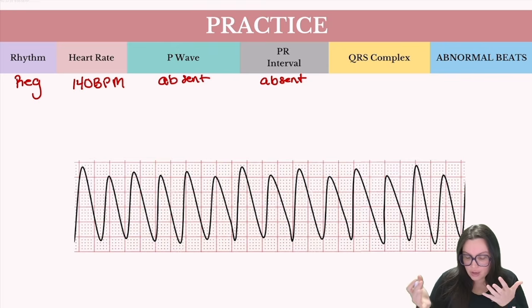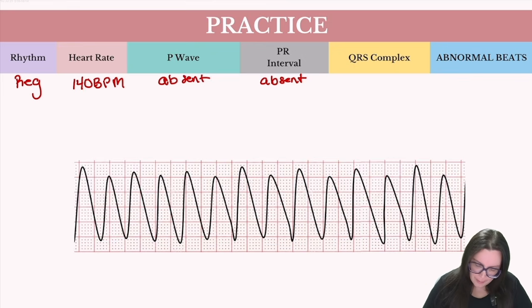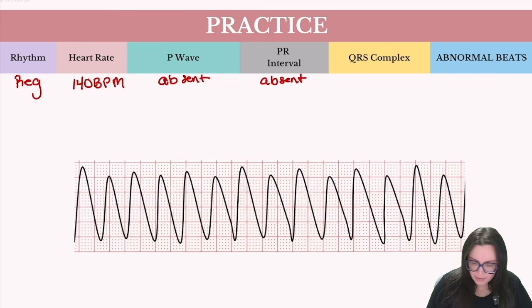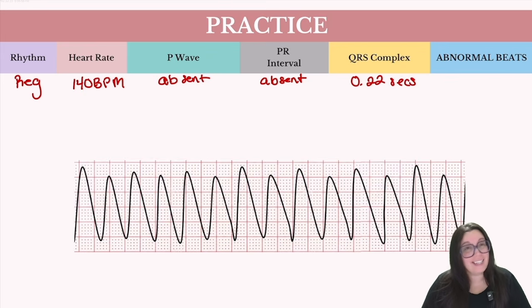Now, is my QRS complex big, wide, and ugly, or is it narrow and normal? Well, if I look at this, it's huge, right? Look how big this QRS complex is. It's quite large. So if I was to count out all my small boxes, I would say I'm going to have about 0.22 seconds when it comes to my QRS complex. And do I see any abnormal beats? No, I don't see any abnormal beats here.